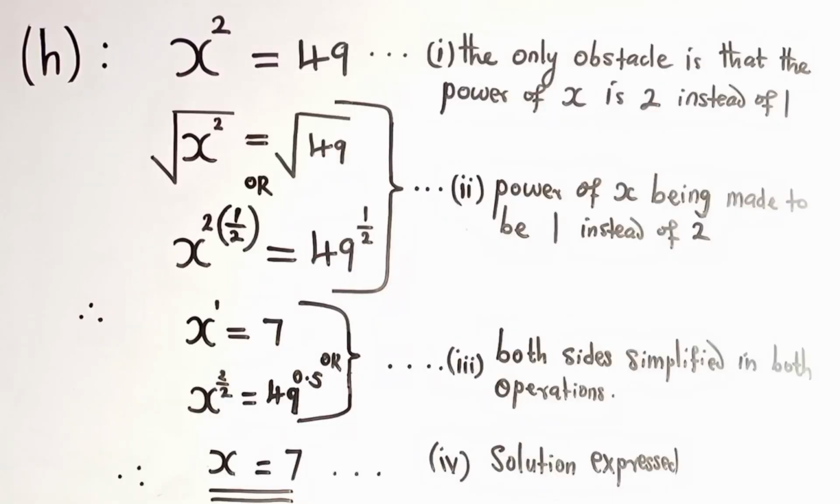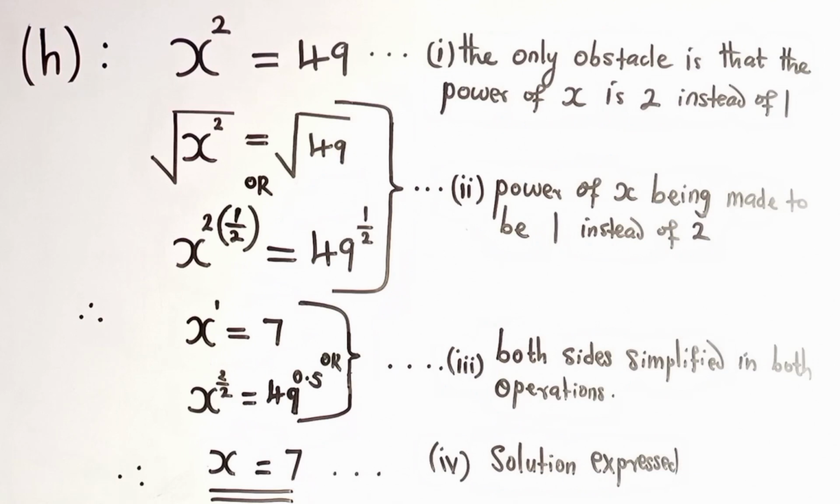Example in which the only obstacle is that the power of the unknown is not equal to 1. It says x to the power 2 is equal to 49. Let's see how to solve this type of problem. Please cooperate with me. As you see on the board, the example is given by x to the power 2 is equal to 49. With this example, we wish to learn how to clear powers.